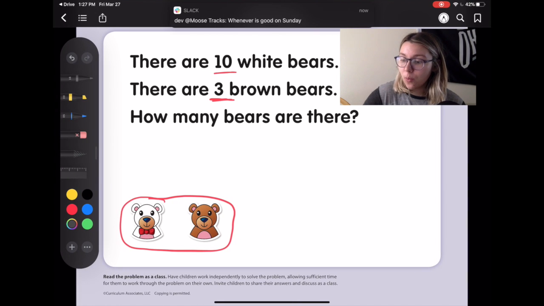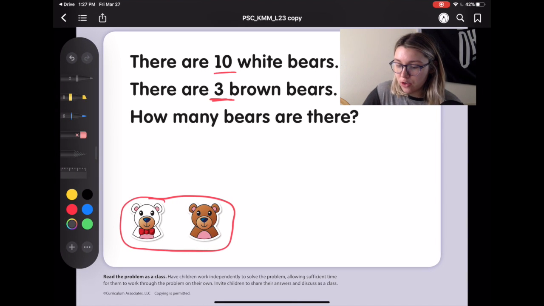Alright, so the first thing that we're going to do is draw our 10 white bears. So let's go ahead and draw that. I'm going to use black to draw it because white won't show up very well here. So I'm going to draw 10 white bears and I'm going to count as I draw them, just like you should be doing. Ready? 1, 2, 3, 4, 5, 6, 7, 8, 9, 10.